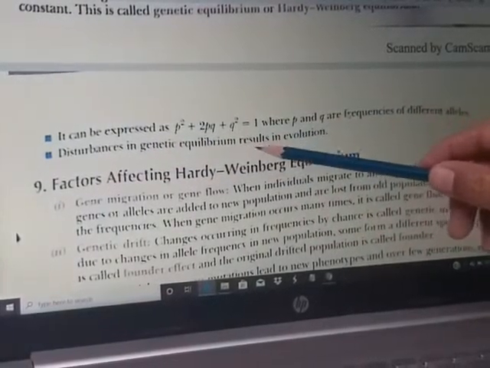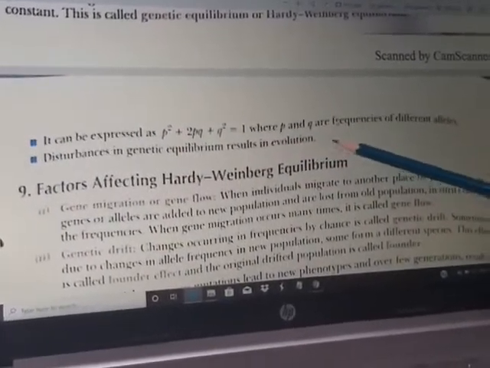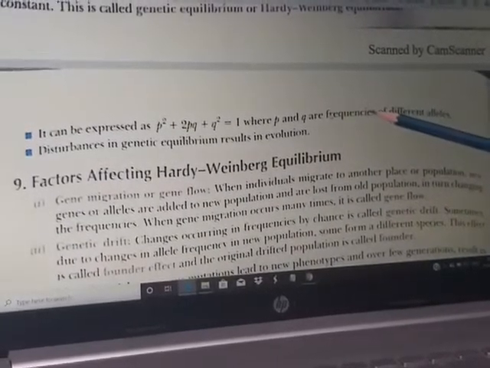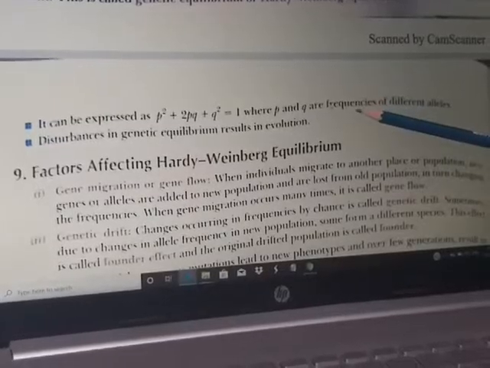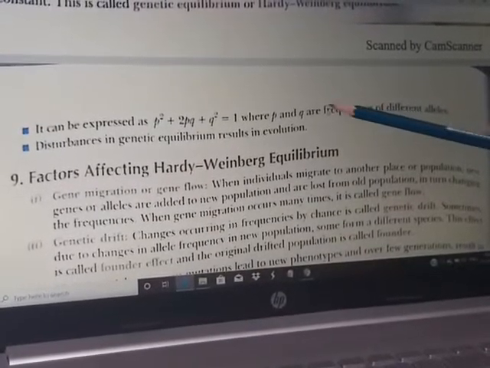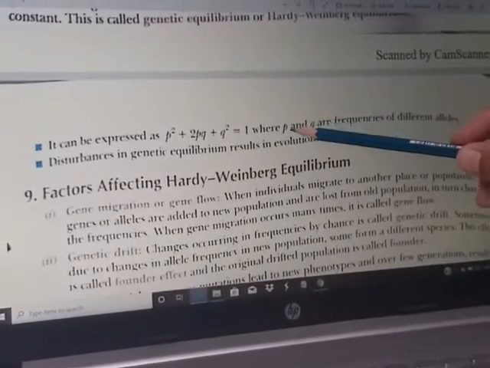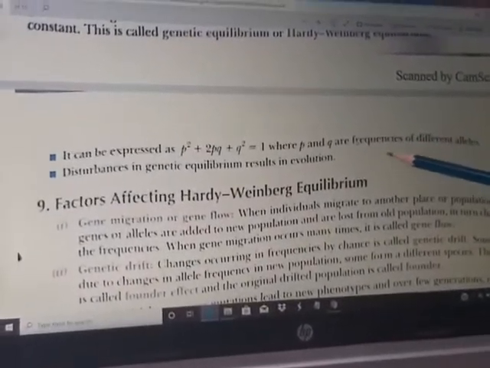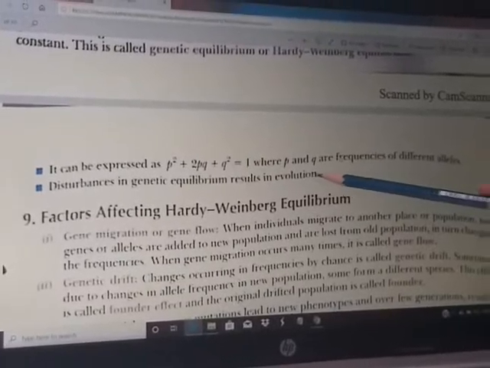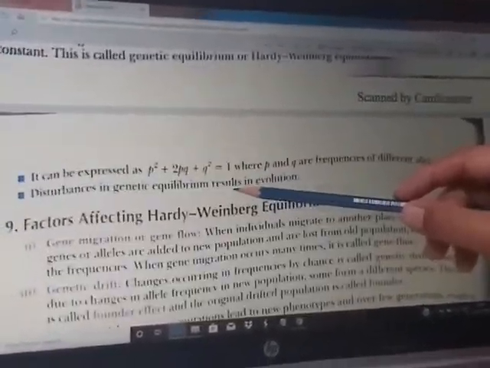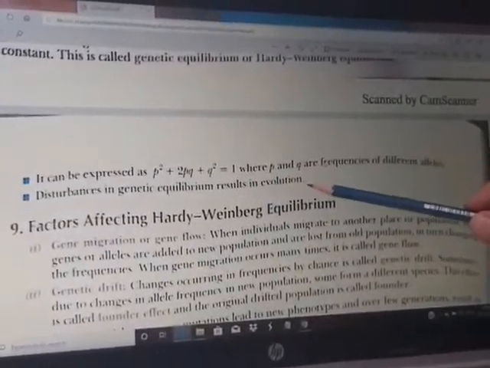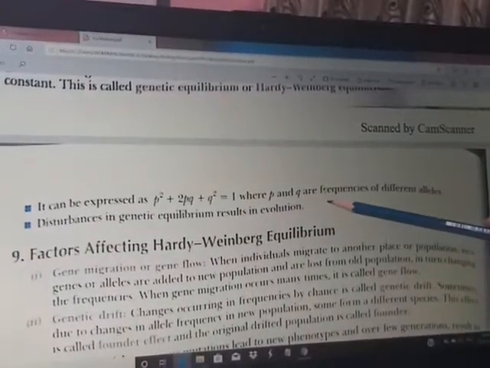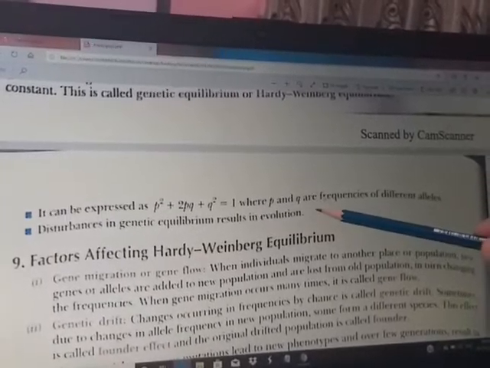Disturbance in genetic equilibrium results in evolution. This is the case when there are no disturbing factors and allelic frequency remains constant. And we are showing the frequency by representing them with P and Q of some genes. But what will happen when this equilibrium is disturbed? That will result in evolution, sharp changes, noticeable changes over a period of time.